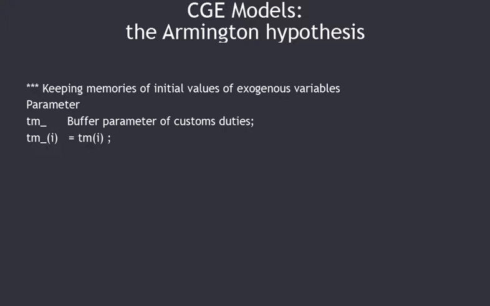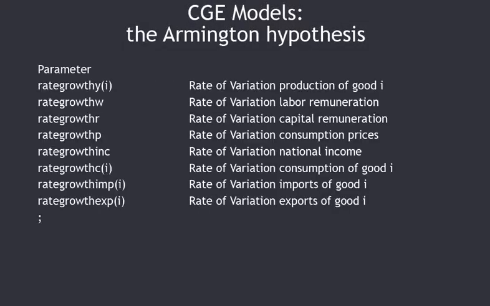And so the idea is to keep a record of the initial values of these exogenous variables in order to be able, when considering the results, to compare initial and final values of these exogenous variables. So the shock here is tm in sector I is equal to 0. So it means that I cancel the import duties in each sector. Then I ask for a solve of the model with the instruction solve macro underscore prod, which is the name of the model, using the solver CNS. Then I can study and interpret the results.